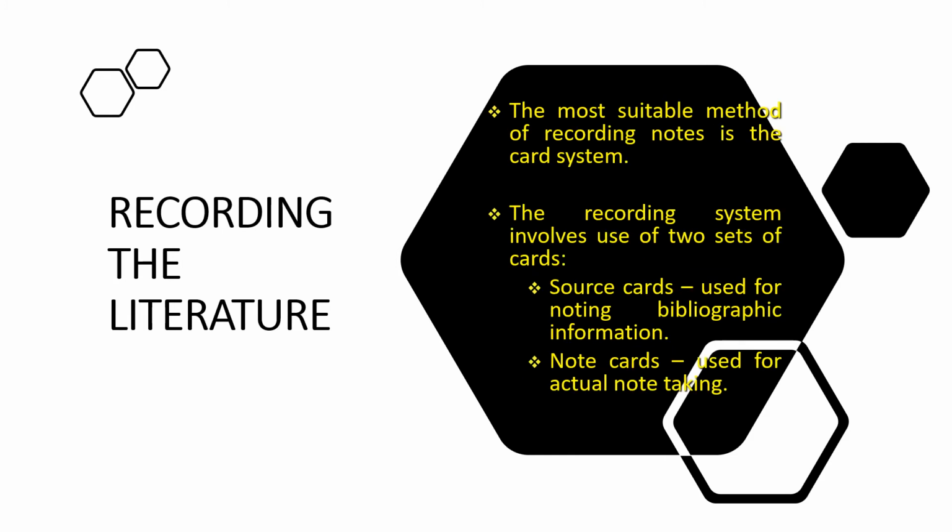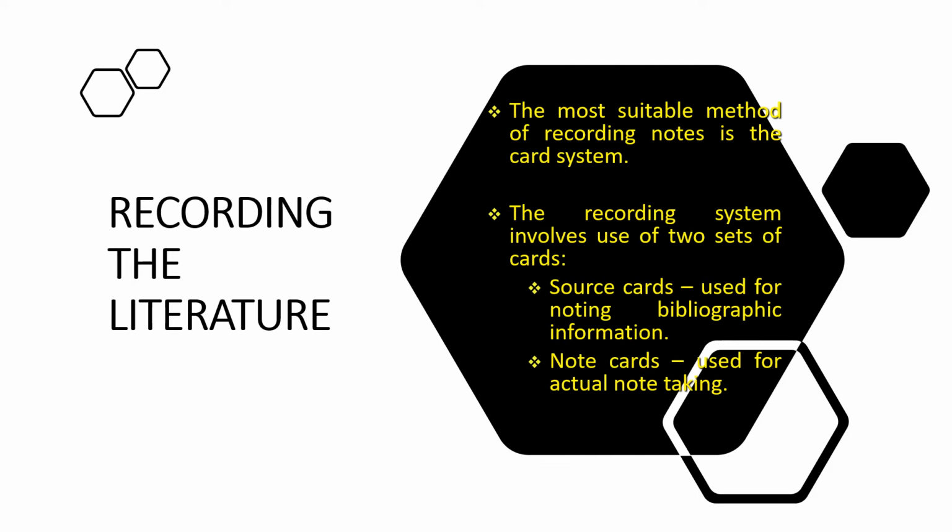Recording the literature. The most suitable method of recording notes is the card system. The recording system involves the use of two sets of cards. The first set of cards is the source card. It is used for noting bibliographic information. And the second is note cards. It is used for actual note taking.